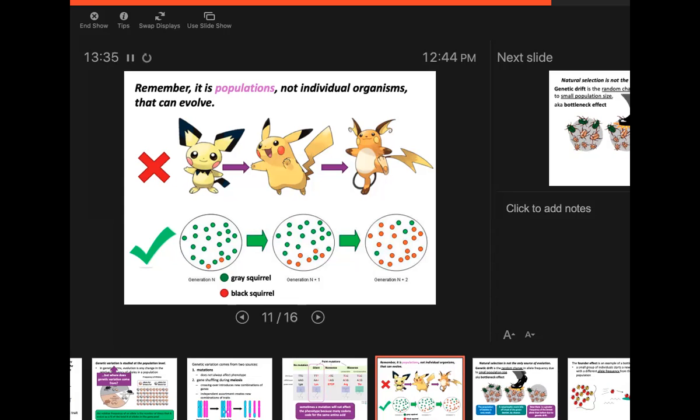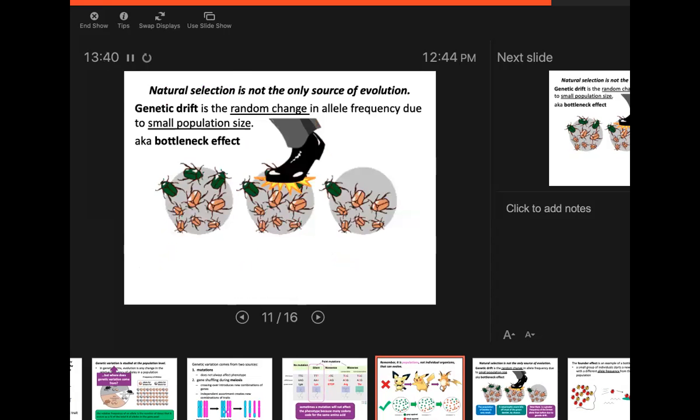So what if you're like Pikachu. No, the first one? First one's Pichu, then it's Pikachu, then it's right.